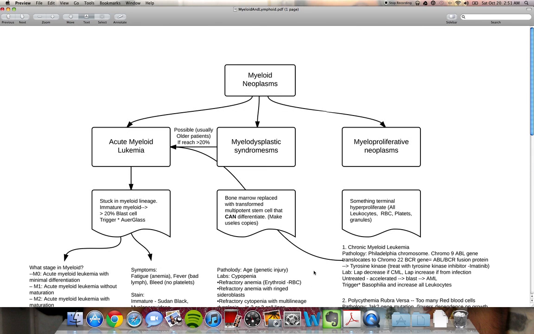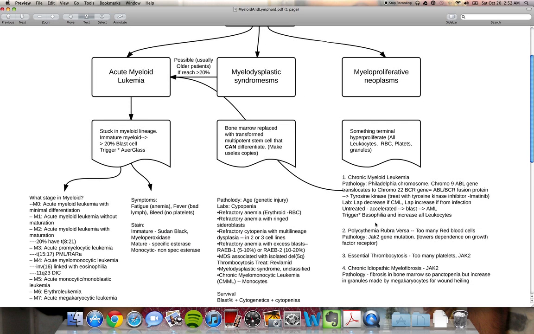Alright, so myeloid neoplasms. We have acute myeloid leukemias, where you get stuck. We have myelodysplastic syndromes, where you can differentiate, but you can also lead to acute myeloid leukemia if you hit 20% blast cells. The last one we're going to talk about is myeloproliferative neoplasms. In this one, one of the lineages is going to hyperproliferate and just grow like hell. So, the 4 that we have to know.